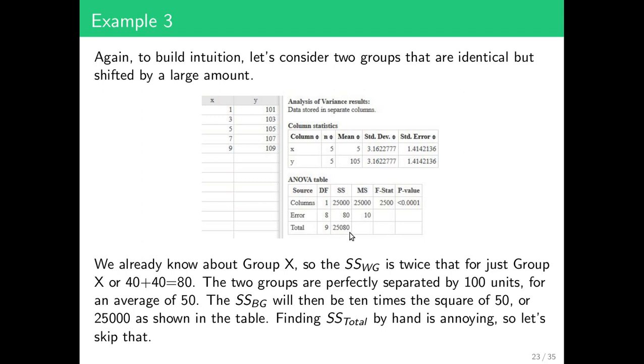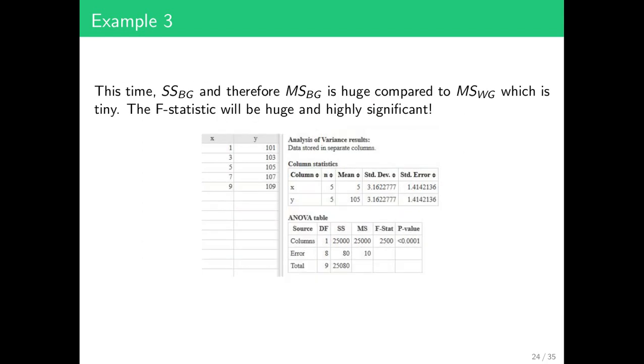And then the sum of squares total, we know we can find it two different ways. We can just add sum of squares between group and sum of squares within group to get it, or we could recalculate it from scratch, which seems like a major headache, so let's just skip that step. But trust me, it would work. Now this time the sum of squares between group, and therefore the mean square between group, is huge compared to MSWG, which is tiny. So now the F statistic will be huge and highly significant.